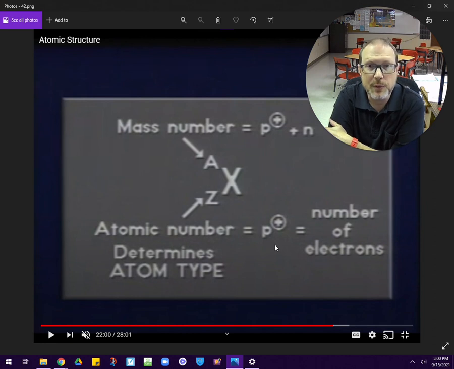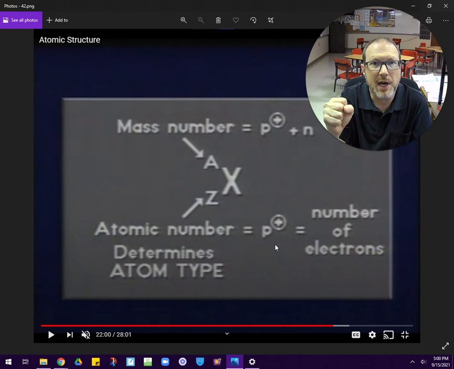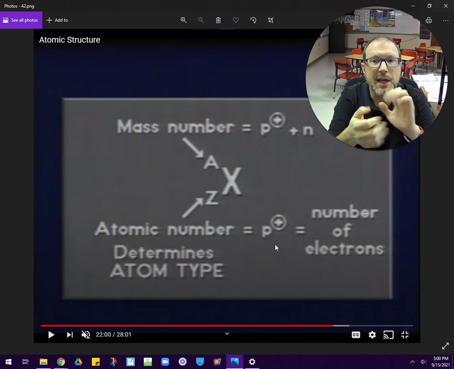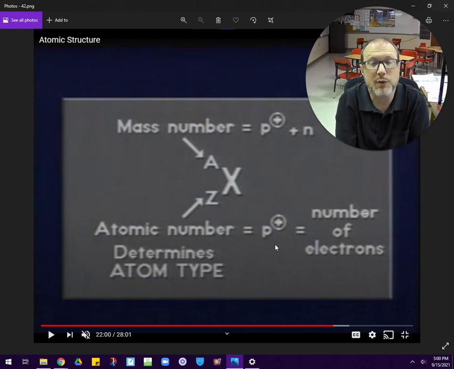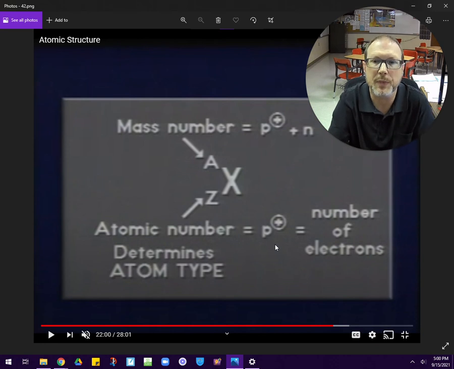Now, if an atom's neutral, meaning that it's got equal numbers of positive and negative charges, then that also is the number of electrons. Because remember, electrons have an opposite charge. They're negative, whereas the protons are positive. But those two charges are actually equal. Even though the electron's a lot smaller, it has an equal opposite charge.